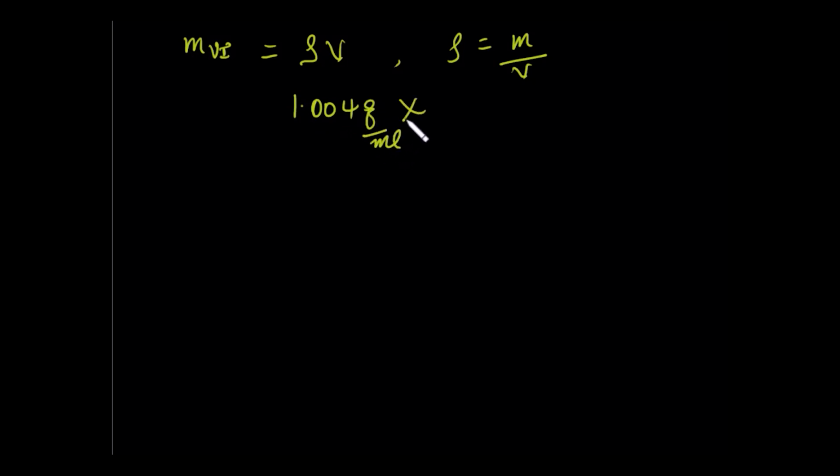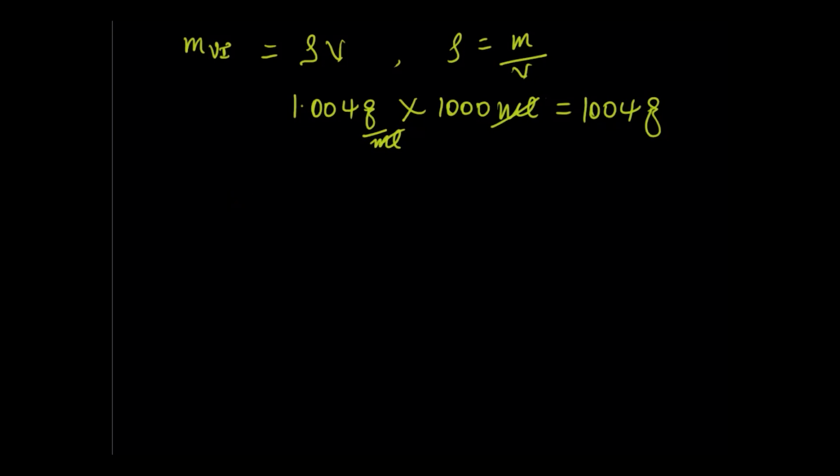Again, mass of vinegar is equal to density of vinegar times volume of vinegar, because density is equal to mass over volume. Crisscrossing, mass is equal to density times volume. So the density of vinegar in grams per milliliter times volume in milliliters, milliliter per milliliter cancels. This gives us the mass in grams, the mass of solvent.